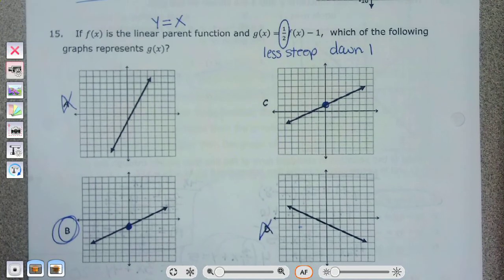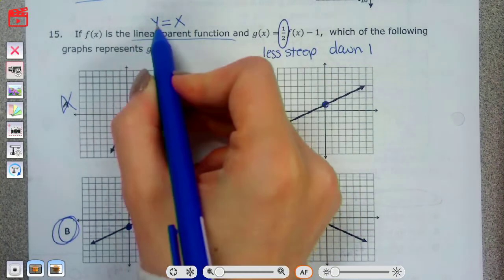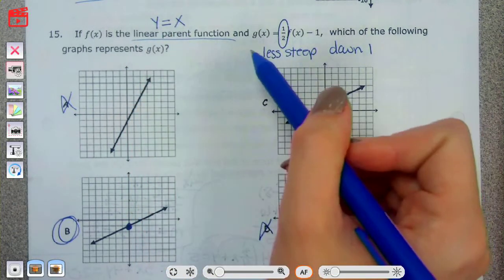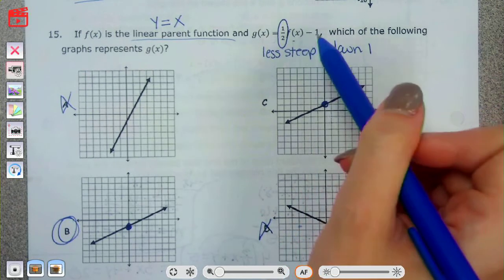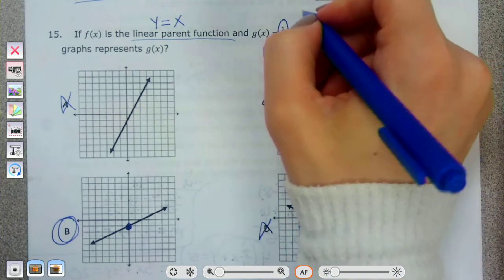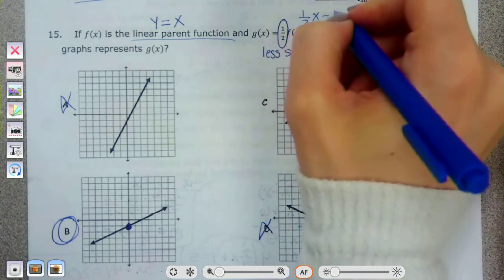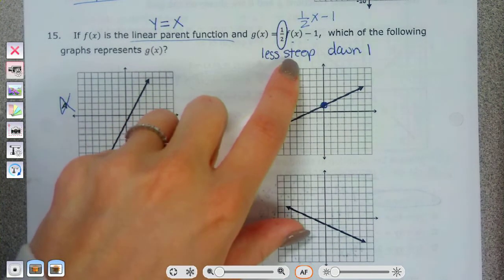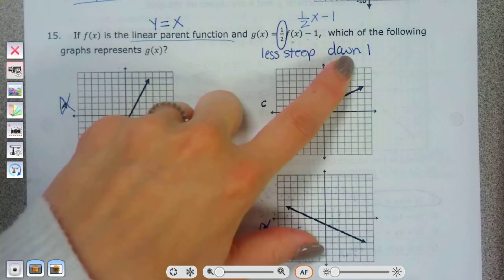If f of x is the linear parent function, we have to know that our linear parent function is y equals x, guys. Okay? And then g of x is 1/2 f of x minus 1. So that means you would write it as 1/2 x minus 1. So that means it's going to be less steep, and it's going to go down 1.